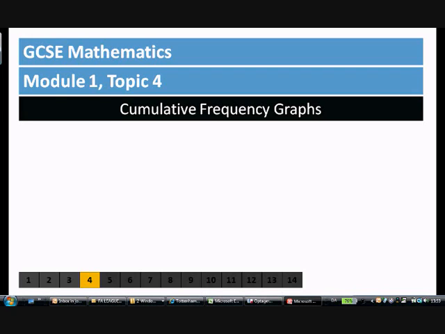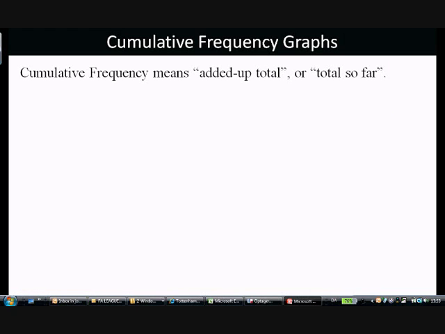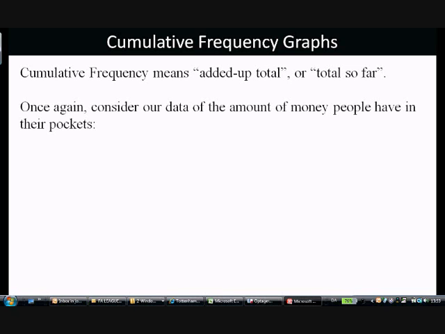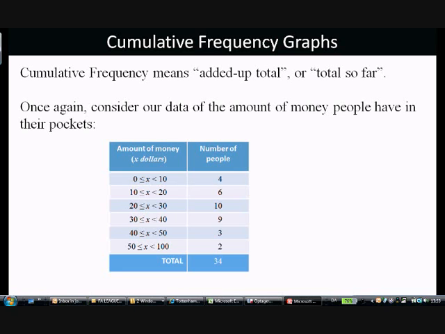Topic 4 of Module 1 of the GCSE is called Cumulative Frequency Graphs. Now, cumulative frequency means added up total, or the total so far. So once again, we've got our data about the amount of money people have in their pockets.